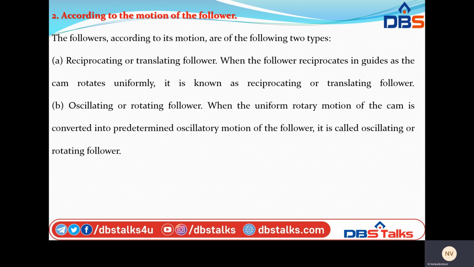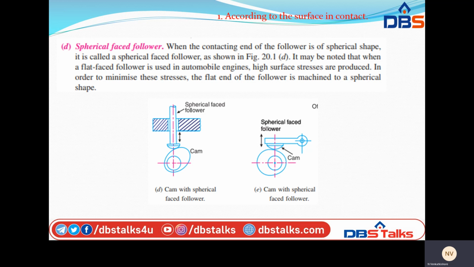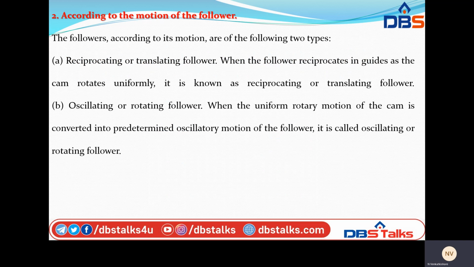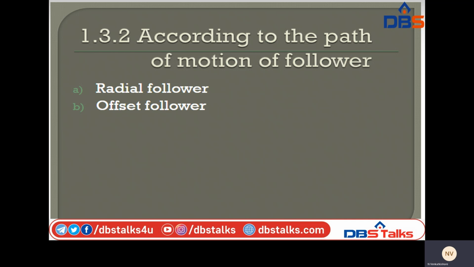But at the end of the previous type, that is the spherical faced follower, there was one model, the D model. If you see here, the D model is a reciprocating follower. But if you see this right side, that is the E follower, it is an oscillating type, which we have discussed now also. The E type, that is oscillatory, means when the uniform rotation of the cam is converted into a predefined oscillatory motion of the follower, then it is known as an oscillating motion.